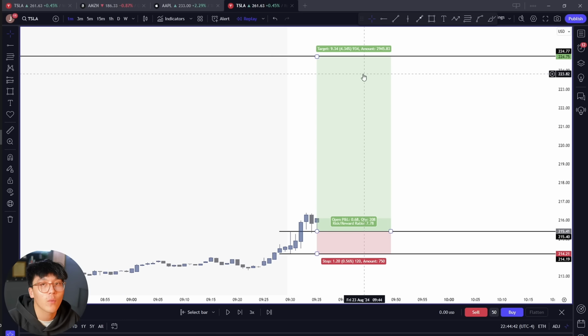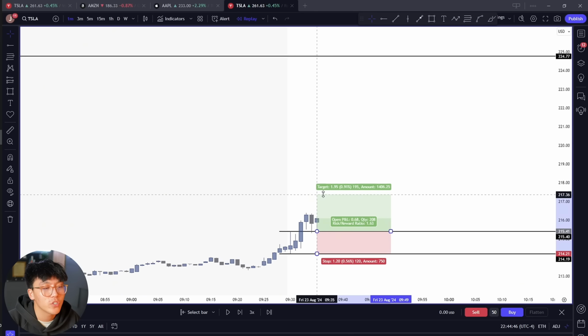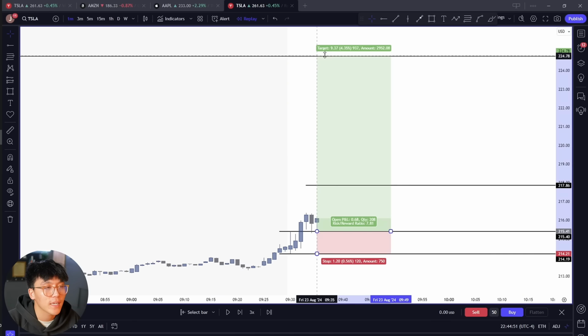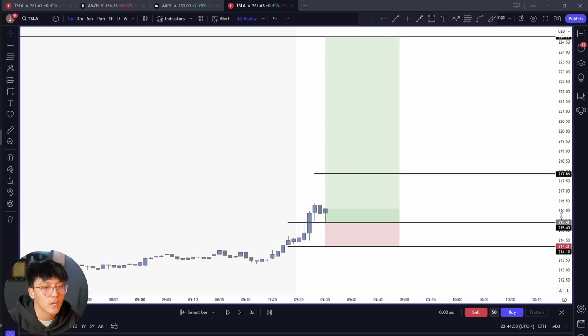So what I'm going to mark out is a partial target. I'm going to mark out a 1 to 2, and I can mark this out as a potential key area to look to take profits. And then I can extend this all the way back towards the upside. So let's play this out.